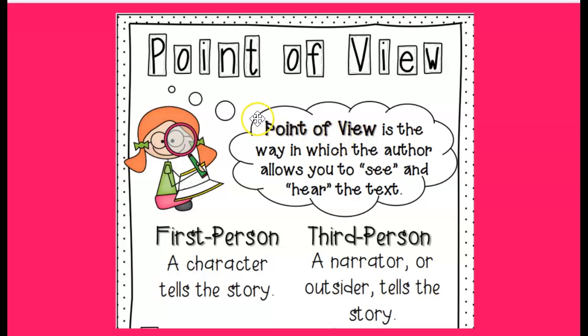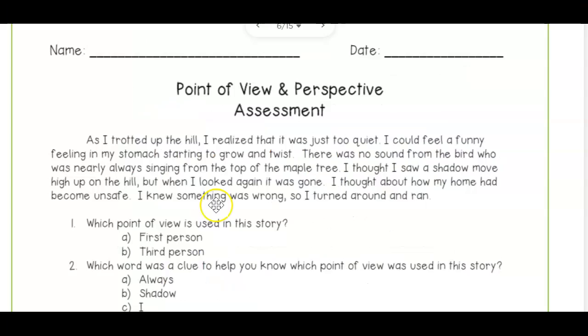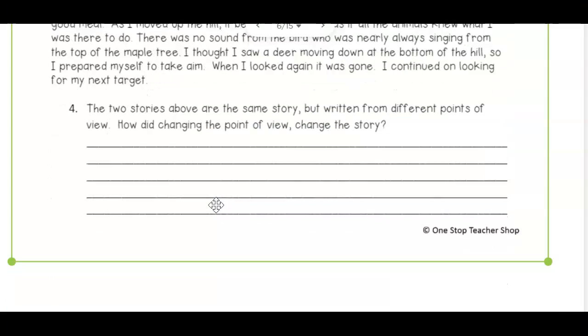Now here's a quick review of what point of view is. Remember, point of view is the who. So if the character is telling the story, we call that first person. We'll see words like I, me, us. If it's in third person, then the narrator is telling the story, and there will not be any I, we, or us. So let's go ahead and go to our activity for today.